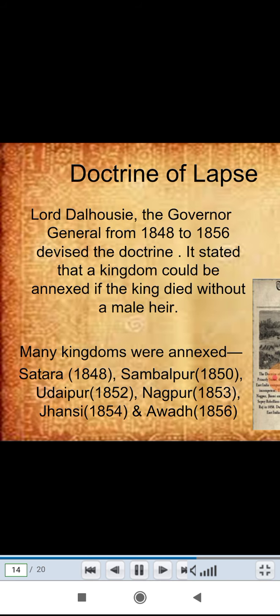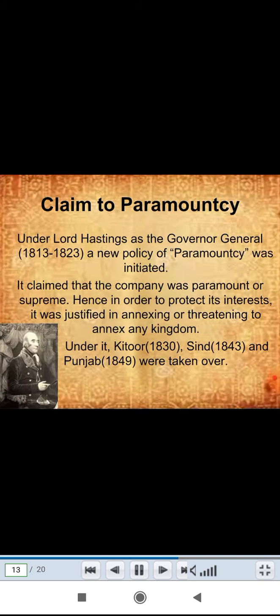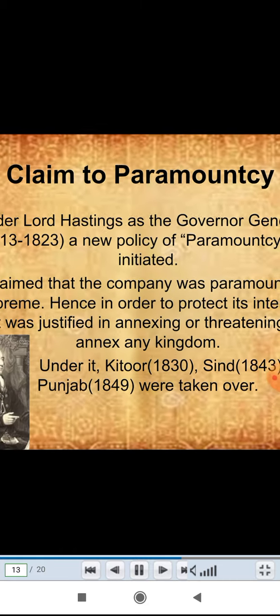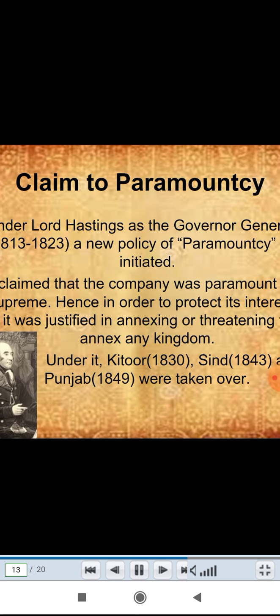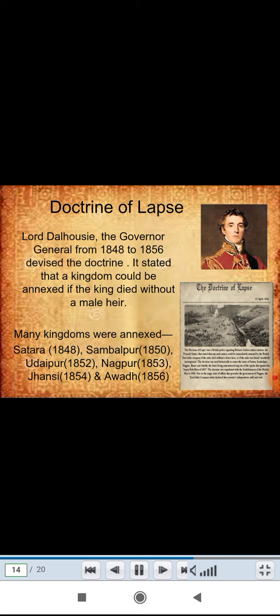So, I will zoom it a little more and then you will be able to read it once more, children. Hence, in order to protect its interest, it was justified in annexing or threatening to annex any region. Simple, children. It is just that if you are not ready to accept the East India Company as supreme power, your state will be taken. It is just like that, children.